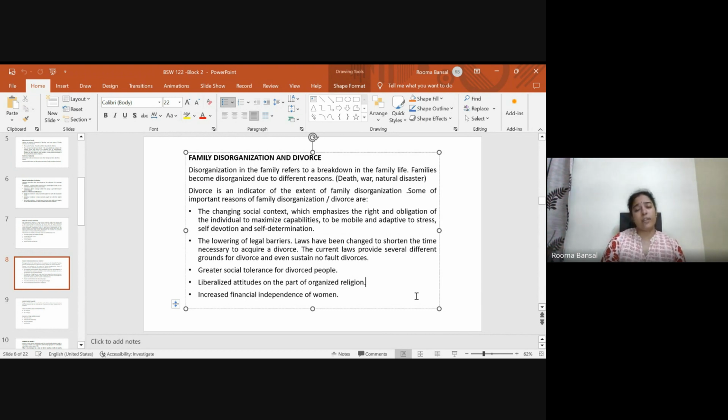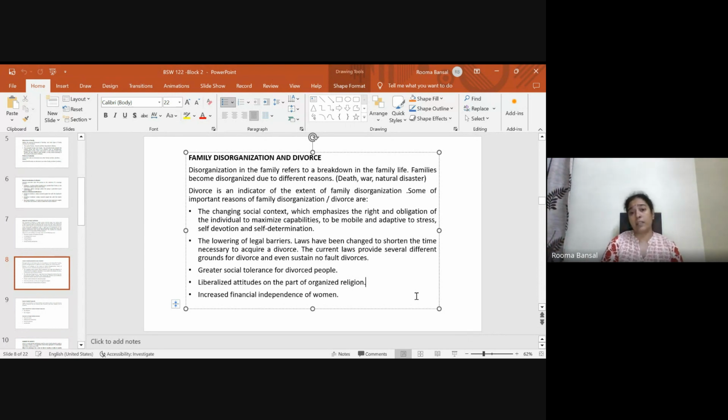Sometimes it is necessary for a woman to get out of a marriage where she is being exploited, any sort of exploitation, any sort of harassment. It is her right to get separated. But nowadays they are taking it as a matter of ego also, sometimes only, not in all cases. And they are able to take this decision because they are financially independent.